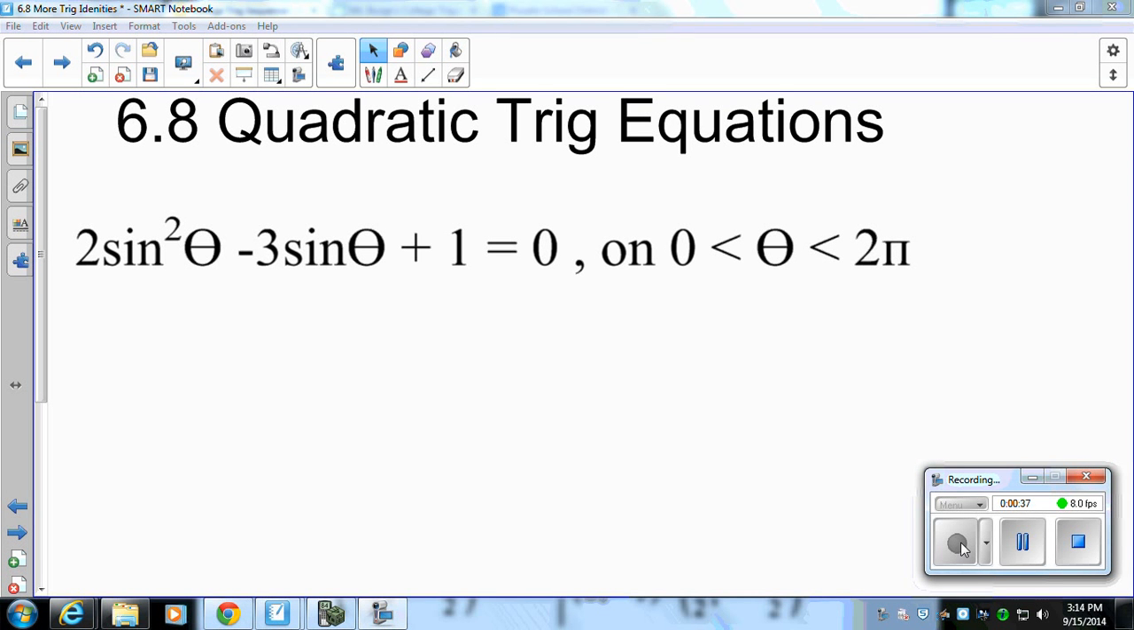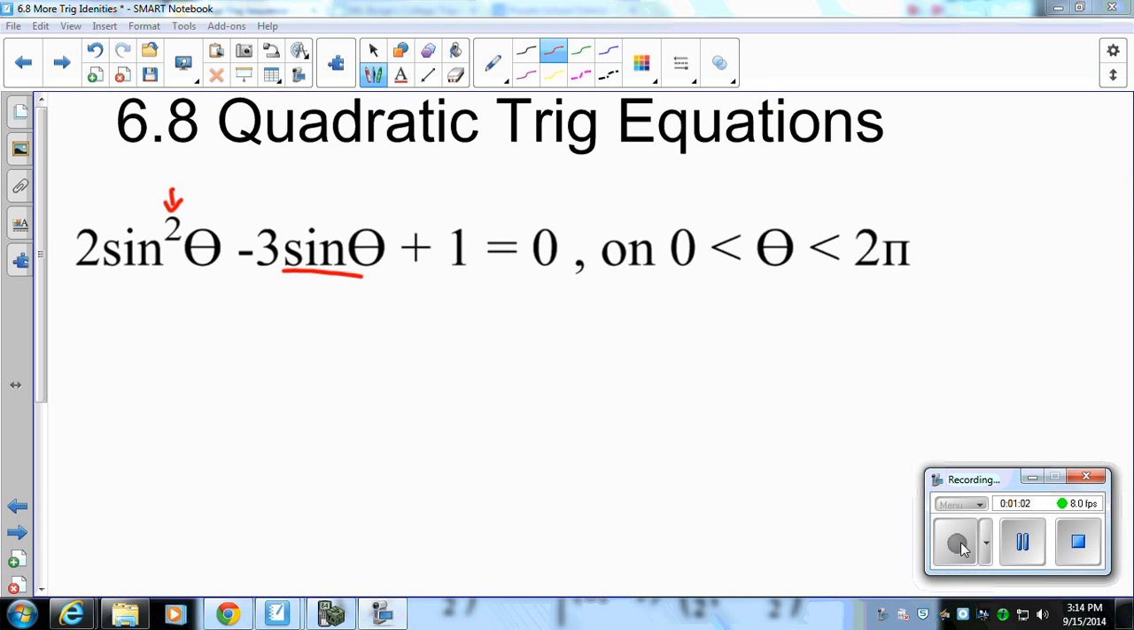All right, so now 6.8, quadratic trig equations. Again, we're going to use an x substitution type strategy. Notice it's a quadratic, so we're going to be dealing with things that are squared and also have other sine functions. As our strategy was in the previous unit, we're going to go ahead and simplify this problem.